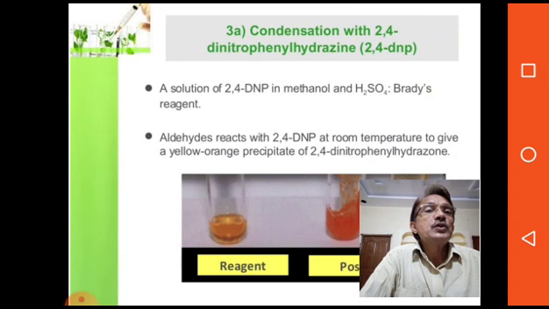Reaction with 2,4-DNP, that is 2,4-dinitrophenylhydrazine. A solution of 2,4-DNP in methanol and H2SO4 is called Brady's reagent. This 2,4-dinitrophenylhydrazine is used to identify the carbonyl group. Both aldehydes and ketones give the 2,4-DNP test.